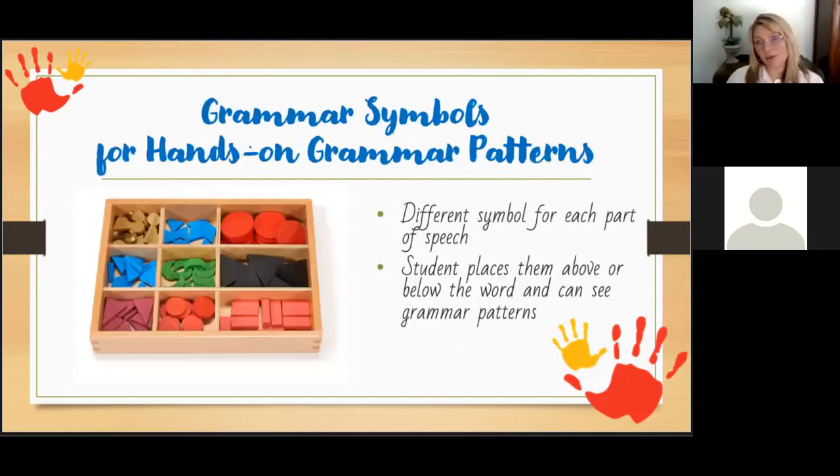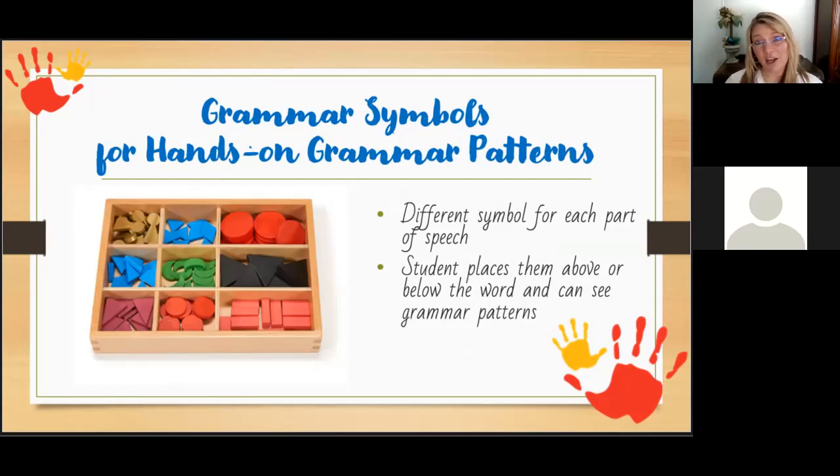Okay. Oh, and here's one of them, and that is the grammar symbols. This is another great tactile element that can be added to any language arts program that you're using. It is included in the Schiller Learning Language Arts B. With this, there is a different shape for every single part of speech. You can see that that box has 9 parts of speech. The noun is the large black triangle.